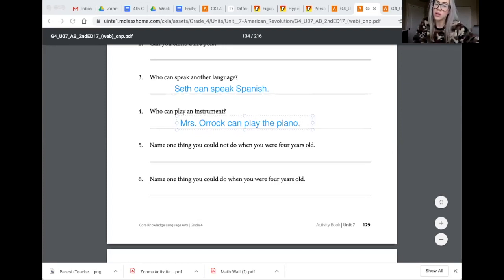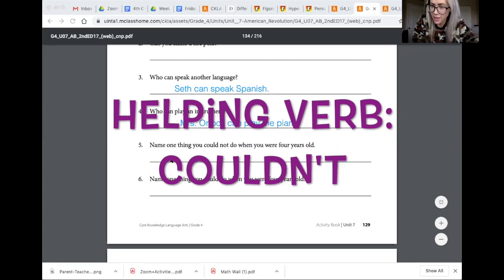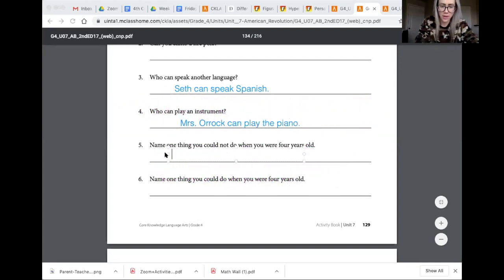Now, number 5, here we go. Name one thing you could not do when you were 4 years old. I'm going to be honest, I probably couldn't tie my shoes. So now you're going to notice it says could not, so I have to use the word couldn't, okay? The contraction of could and not together. Here we go. So I'm going to say Mrs. Orrock, okay? You're going to type your own name. Mrs. Orrock couldn't tie her own shoes. So remember, couldn't is the helping verb or the auxiliary verb, and tie is the verb.